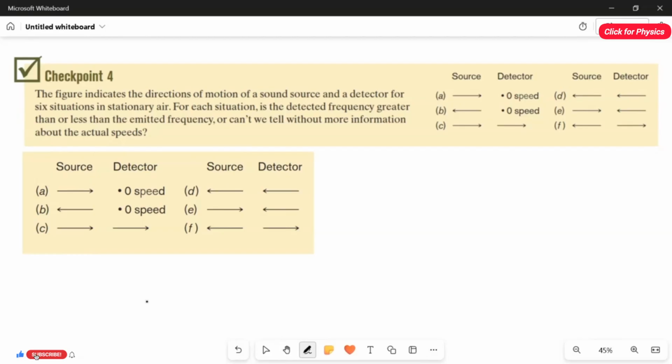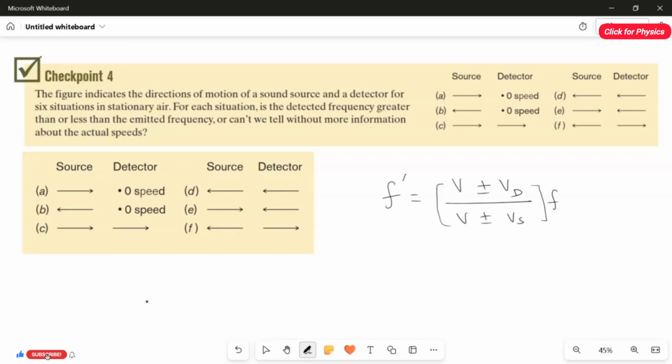The general formula for the Doppler effect is given by the relation f' = (v ± vD) / (v ± vS) × f. Here, f' is the frequency detected by the detector. v represents the speed of sound in the medium, because the speed of sound in the medium varies with temperature. vD and vS refer to the speed of the detector and the speed of the source, and f refers to the sound frequency emitted from the source. So this is our general formula for the Doppler effect.